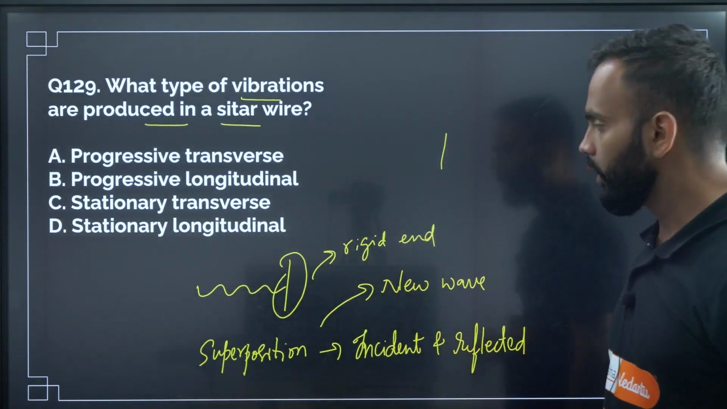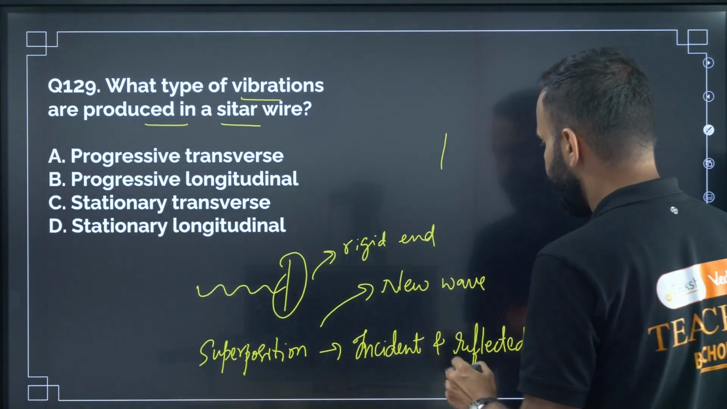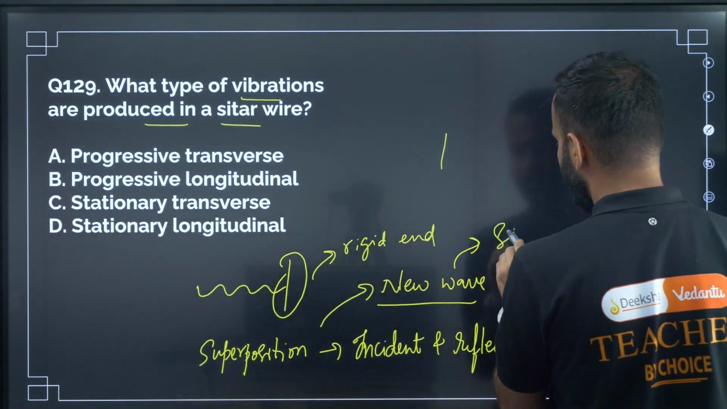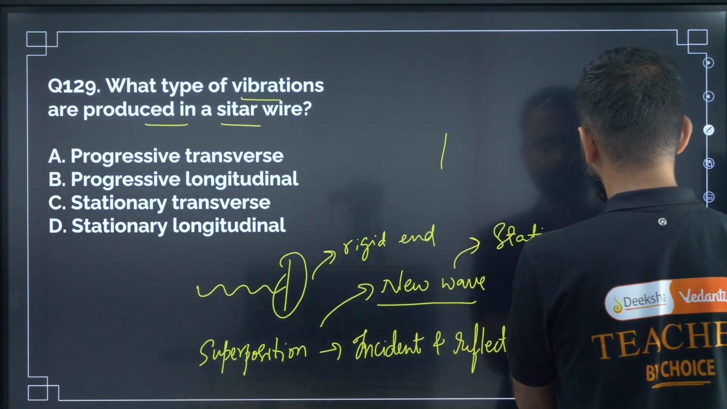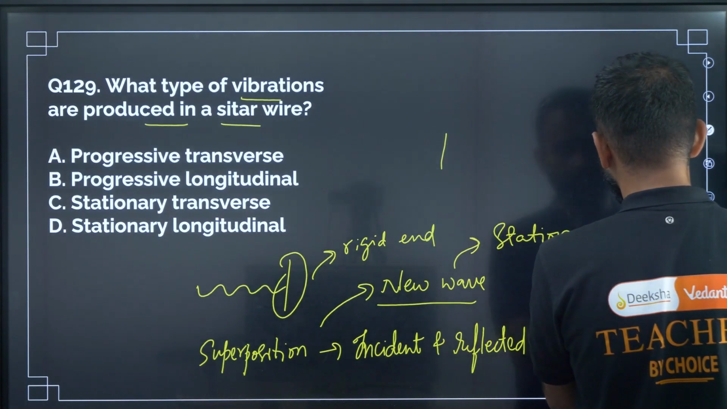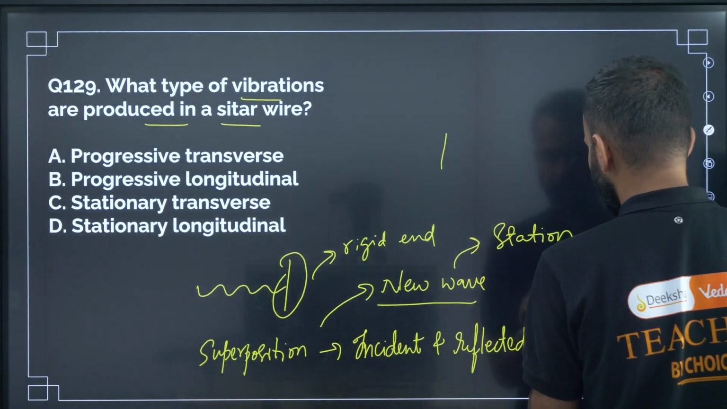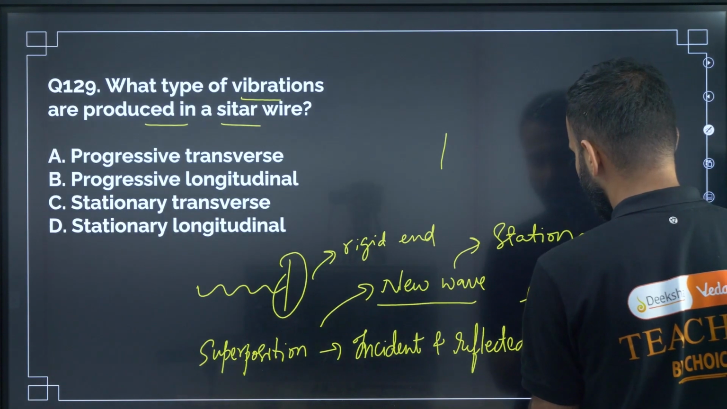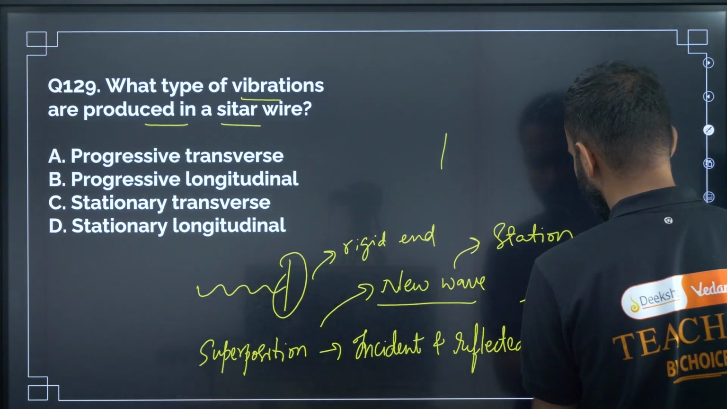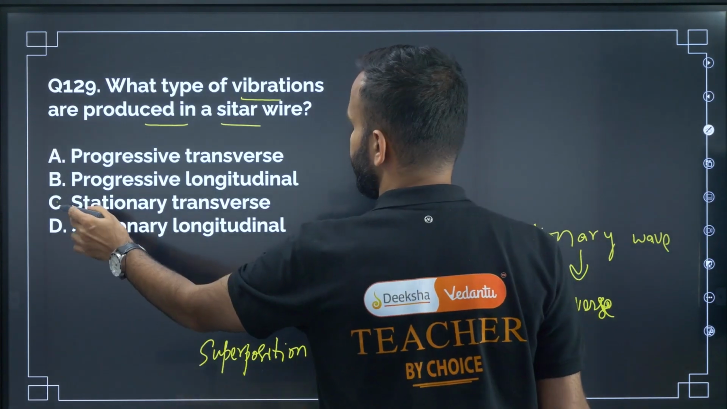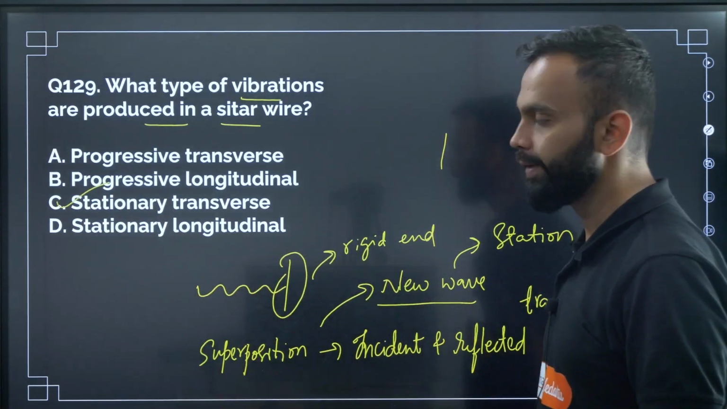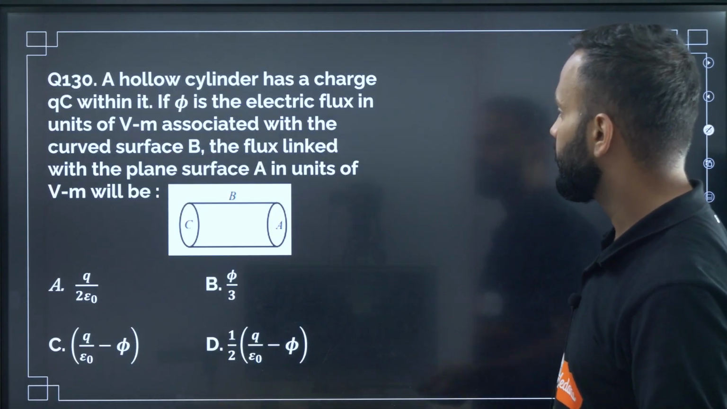Now this new wave is called a stationary wave, okay? The new wave in the medium is called a stationary wave, and its nature is transverse. So the correct option is C, stationary and transverse. Next question, question number 130.